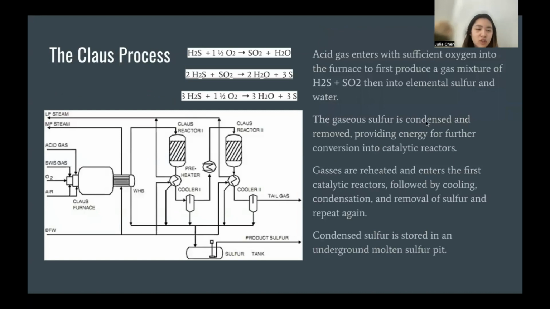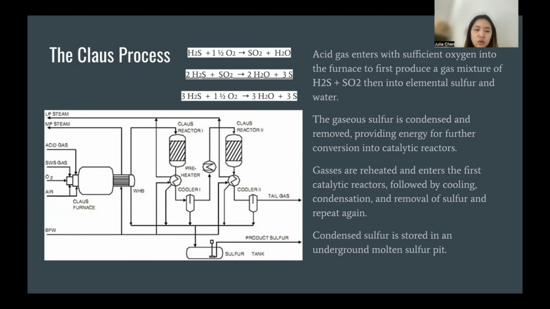So the figure here shows a quite typical process flow of a Claus sulfur recovery unit. The acid gas on the left side, along with the overhead gases, and a small amount of the recycle from the tail gas unit are burned in the Claus furnace with air to produce a gas mixture of hydrogen sulfide and sulfur dioxide in order to convert to sulfur and water, which is written in the equation above.